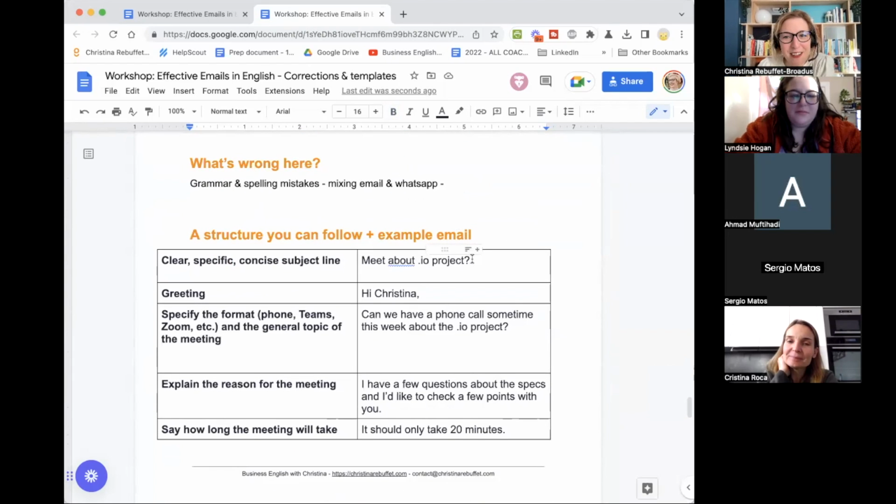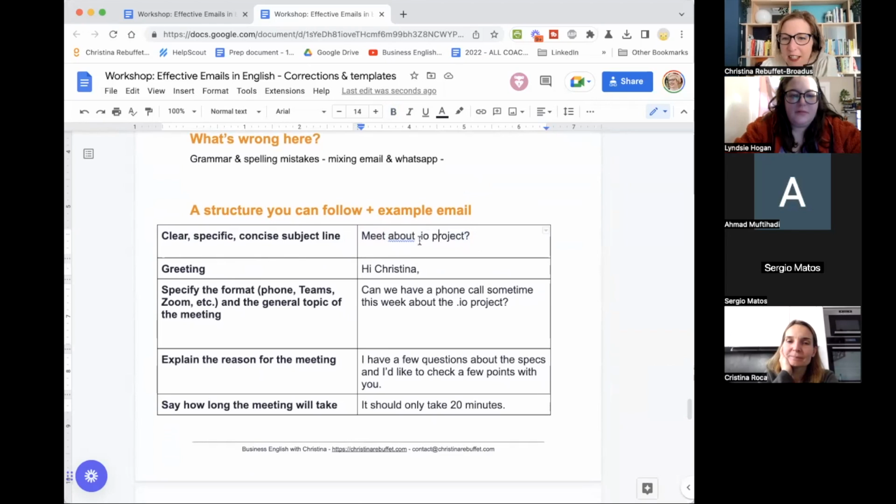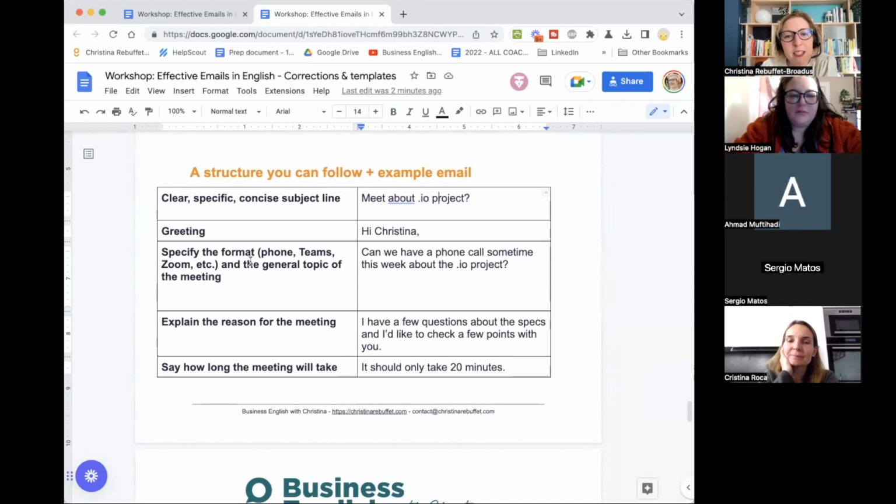But you do, because you're like, oh no, what's the problem? So make it clear so that you don't create this negative reaction in the reader. Meet about the .io project. Put a greeting. Again, it's just nice to have a greeting. Maybe specify the format and the general topic of the meeting. So again, making everything clear.